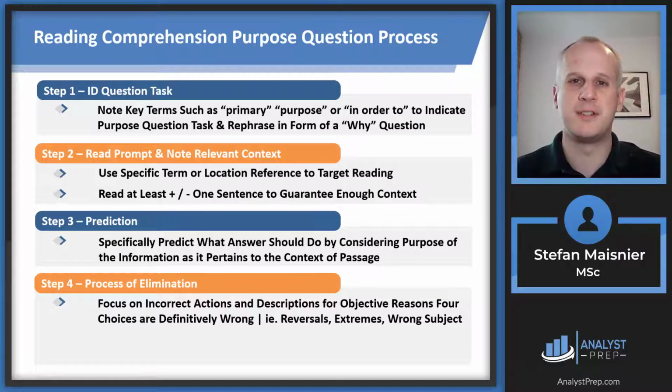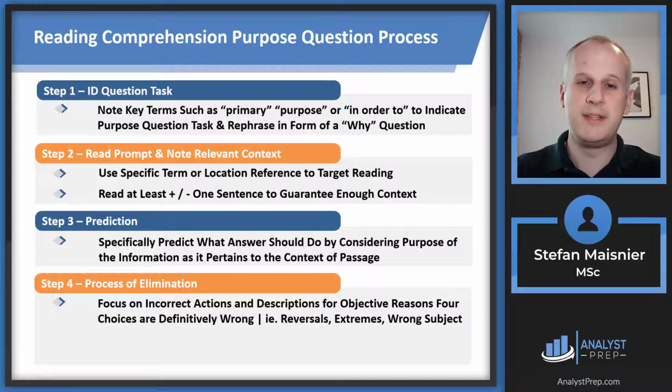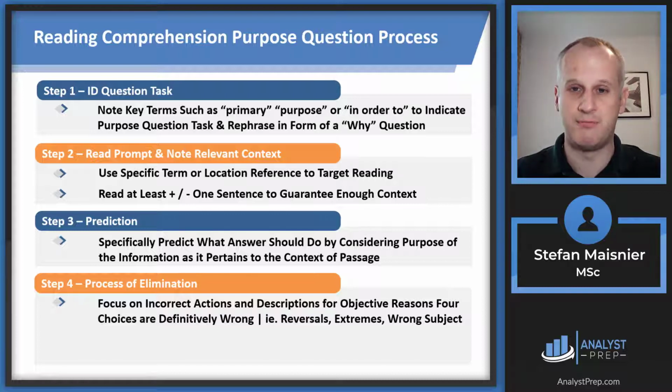For objective reasons, these 4 choices are definitively wrong. Once again, things like reversals, extremes, things that deal with the wrong subject matter, things that require outside knowledge, as we saw before. And force yourself to come up with something more than just, I don't like it or I didn't read it. Remember, with these specific detail or purpose questions, it may be just outside of where you read, and under the time constraints of the GMAT, it is quite possible that you just missed something.